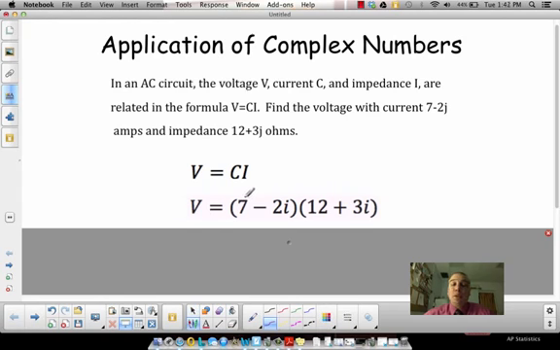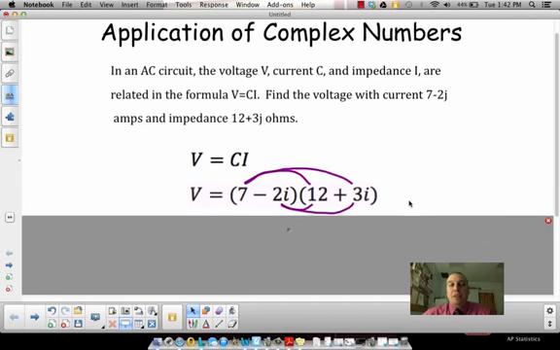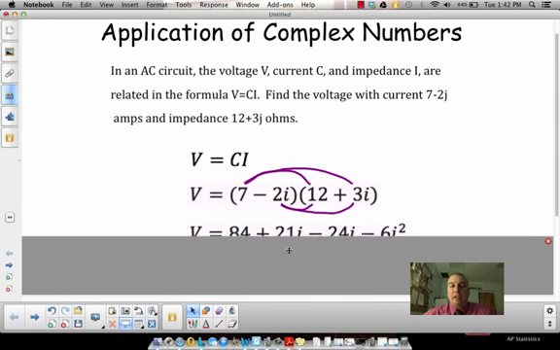So we're going to do just like we did before. We're going to take this 7 times 12. We're going to take this 7 times 3i. We're going to take the negative 2i times 12. And we're going to take the negative 2i times 3i. All right, so now we just multiply all that out. Instead of making it a little bit longer, I figured I'd already have them done in advance.